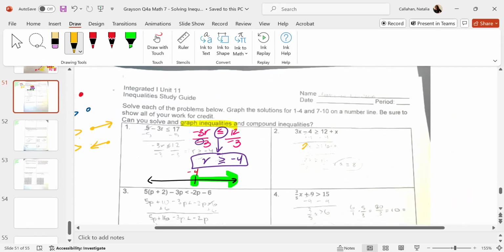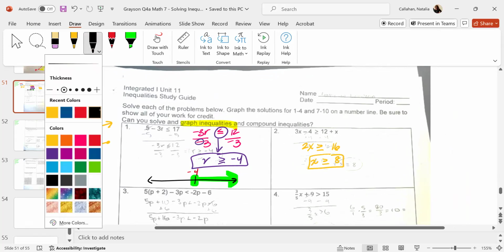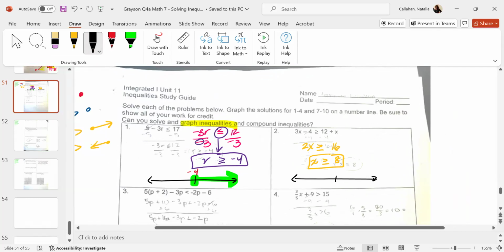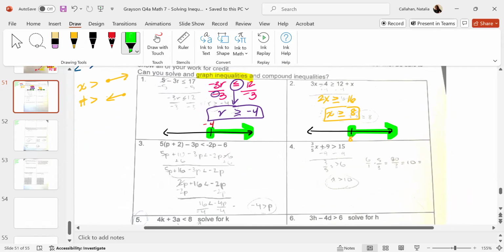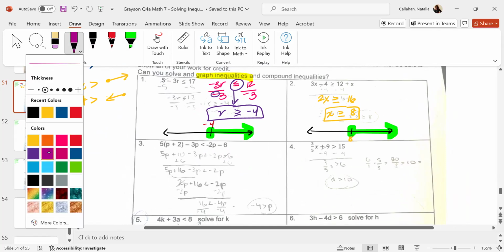Number 2. So 2x, 16, x is greater than or equal to 8. Start at 8. Draw it and make sure yours actually looks similar to mine. Does it? It looks pretty similar. Not very, it needs to look exactly similar.